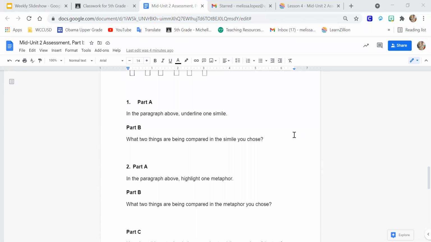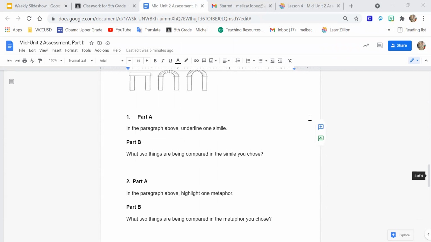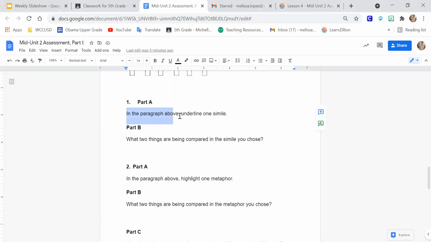Okay, so here's part A. Number 1, in the paragraph above, underline one simile. Now remember, on page 66, there's a definition and an example of a simile, a metaphor, and an idiom. This can help you answer this question. All right, I'm going to say that again. Number 1, in the paragraph above, underline one simile. Now remember, how you underline is you highlight what you would like to underline, and then you go up here and you press U. Okay.